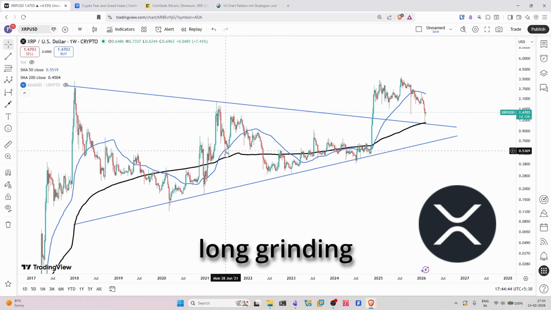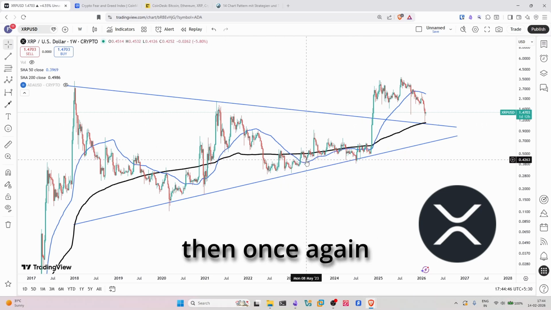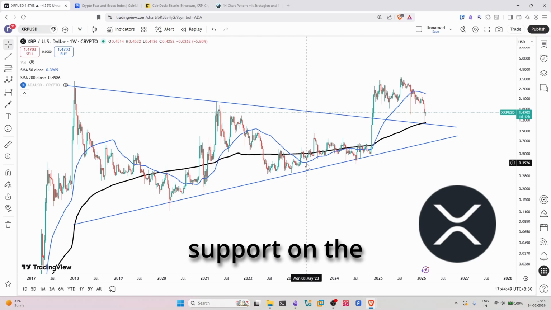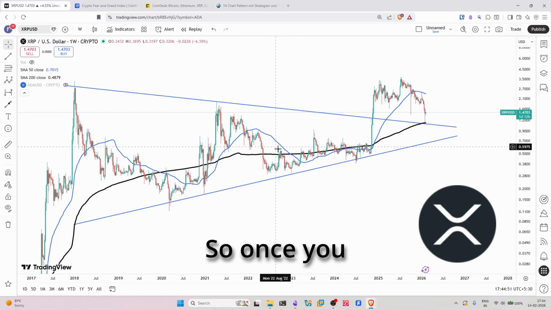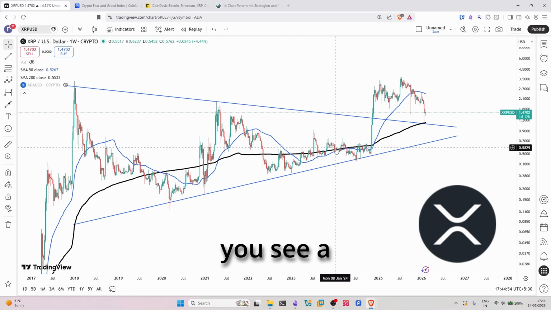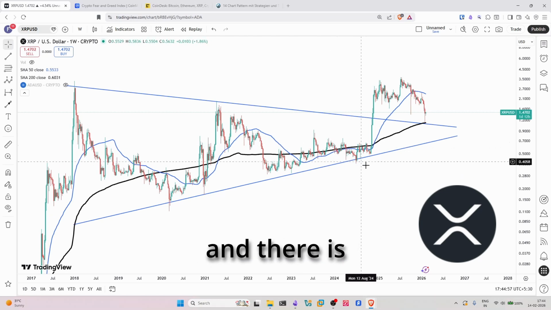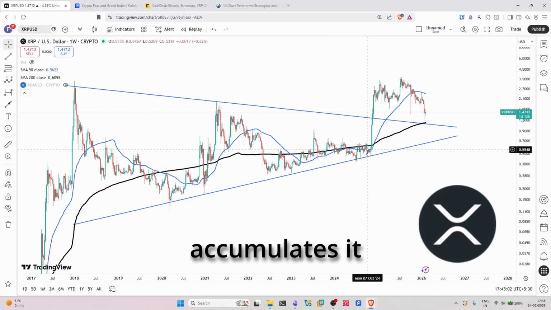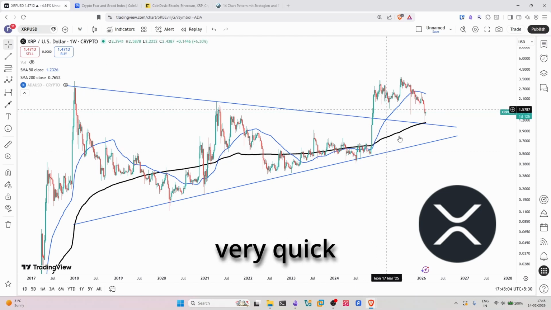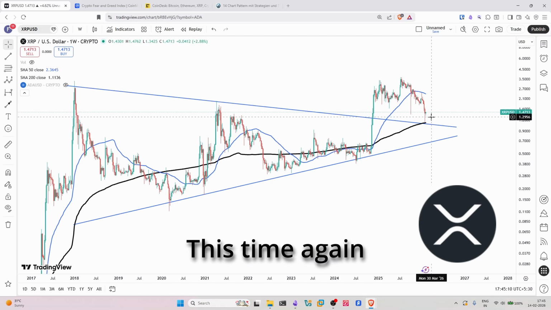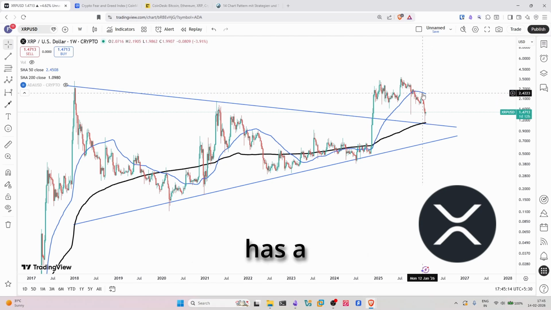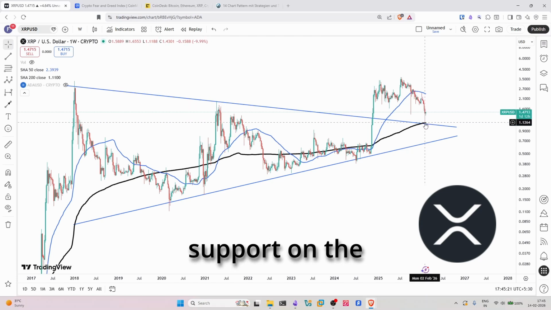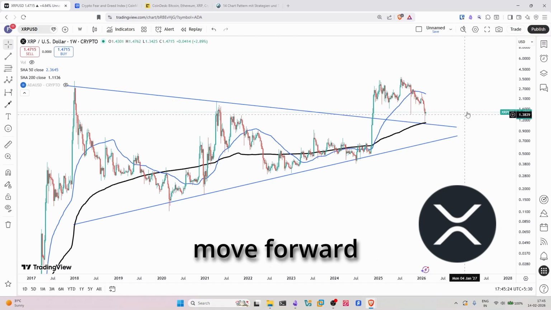Then we see a long grinding below these SMAs. And then once again, it takes support on the 50 days SMA. So once you overcome this SMA, you see an upward trend. And there is again a bear trap here. And then once this accumulates, it tries to move up in a very quick fashion. This cycle again, XRP has a strong resistance from the 50 days moving average. I believe that it will take support on the 200 days moving average and move forward accordingly.